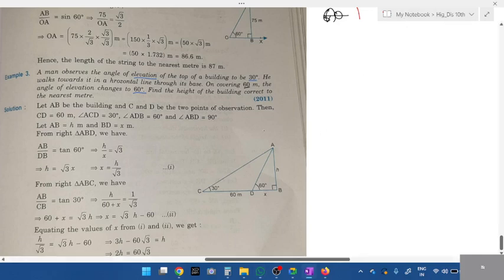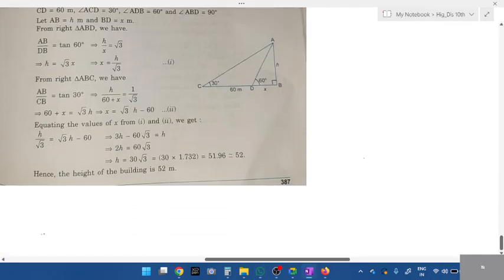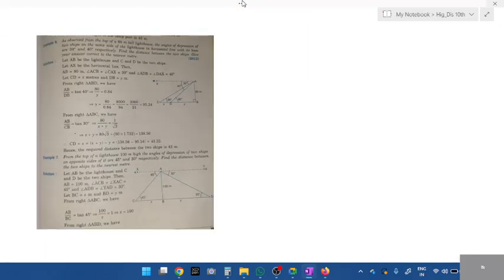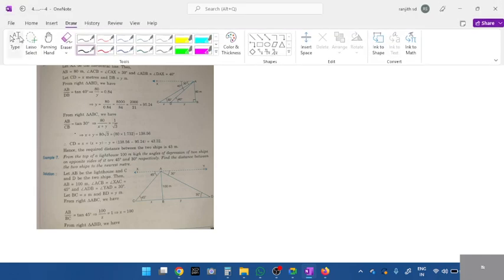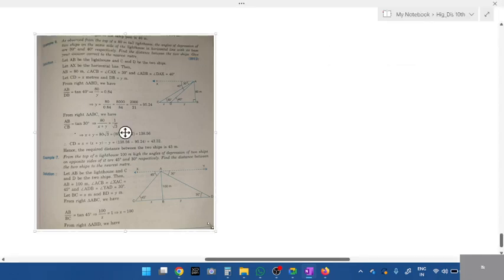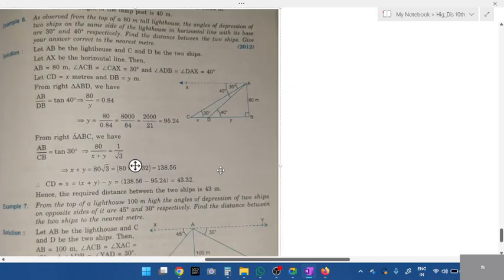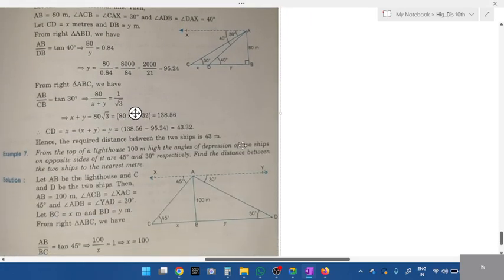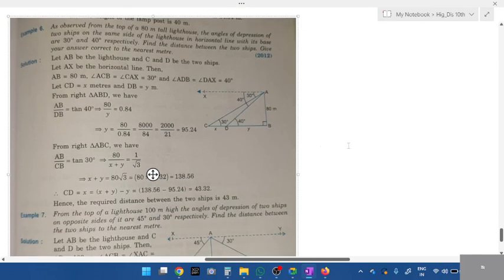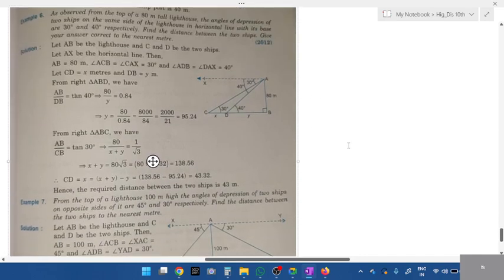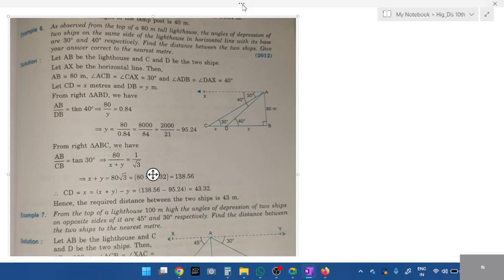So next one, students. See, yesterday we did the heights and distance. I told you the two types of questions, right? You will understand this. Next, what are the two different types of question? You have angle of elevation and angle of depression. Okay, elevation, depression. The concept is same. Look at angle of depression question now. This is angle of depression.